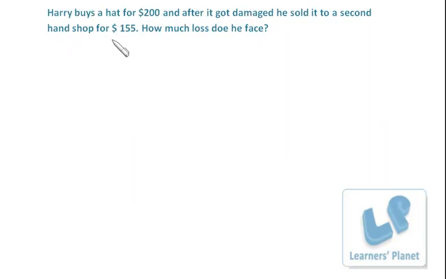Now this is the next sum. Harry buys a hat for $200, and after it got damaged, he sold it to a second-hand shop for $155. How much loss does he face? Over here we already know that it's a loss because they have given it to us. Now we just have to find out the amount. So again we'll write down the statements, and we'll have the formula of SP minus CP.